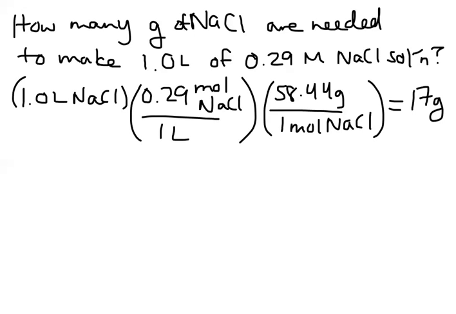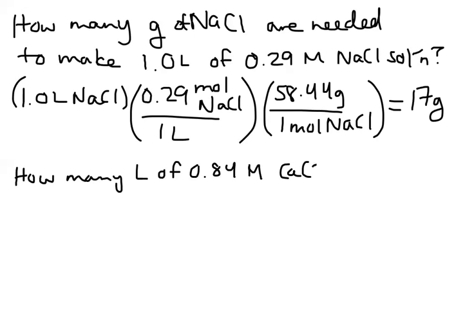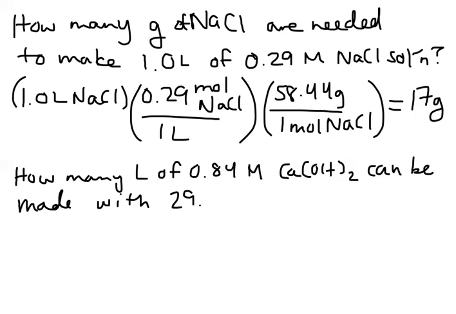Okay. Another question I might ask you, which I would like you to do, is how many liters of 0.854 molar Ca(OH)2 can be made with 29.2 grams of Ca(OH)2. Please figure that out.